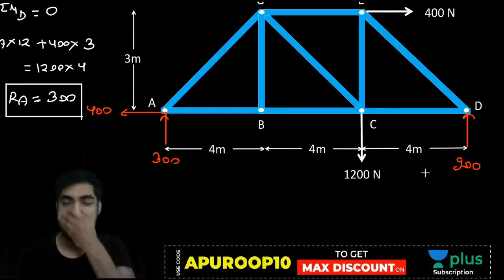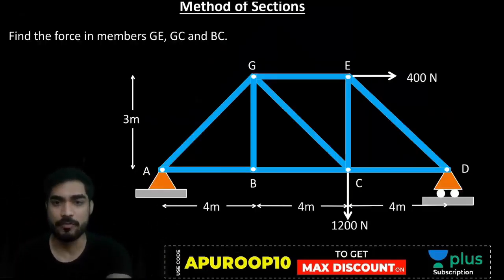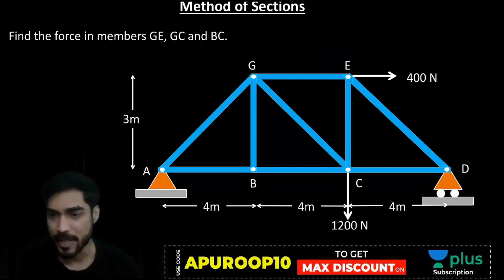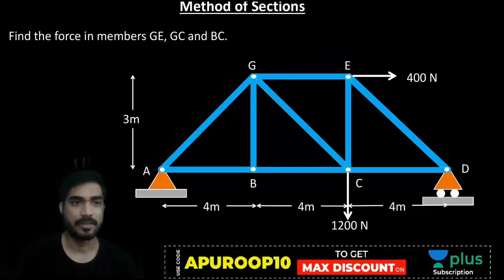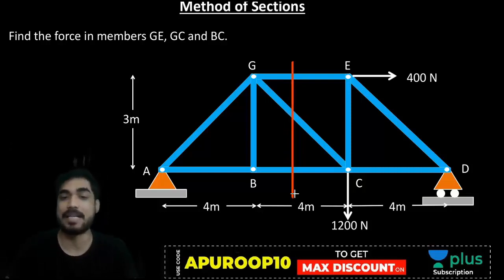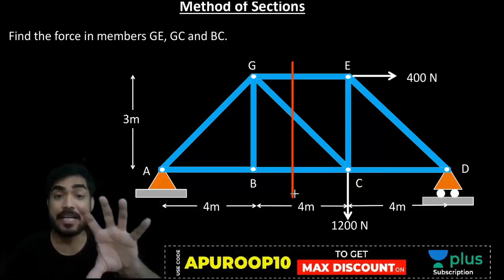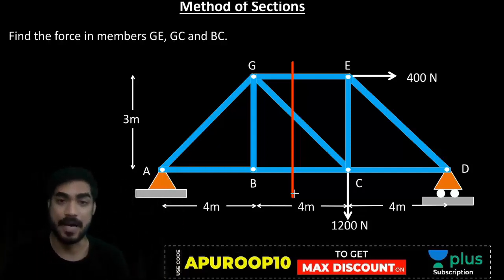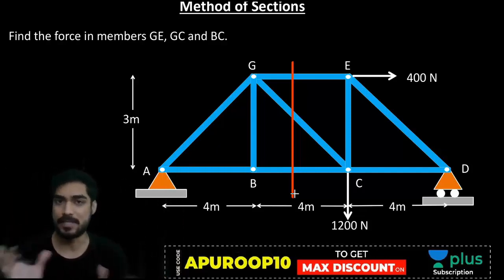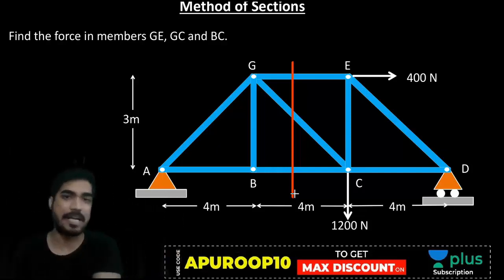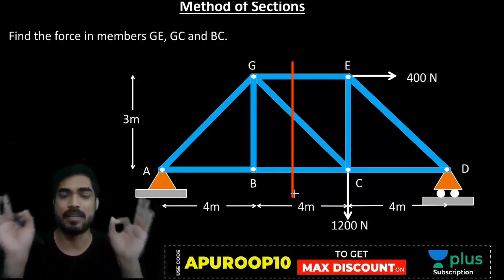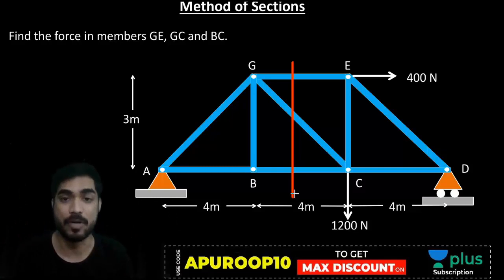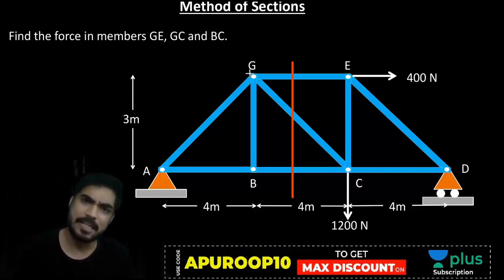Now what are we going to do? We are going to take a section, this section. We have cut this truss into two parts. Now you can draw the FBD of either the left part or the right part, since you have the reactions at both ends. It doesn't matter; your answers will be the same. So let me take the left part.